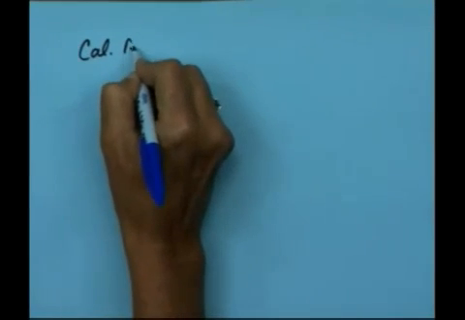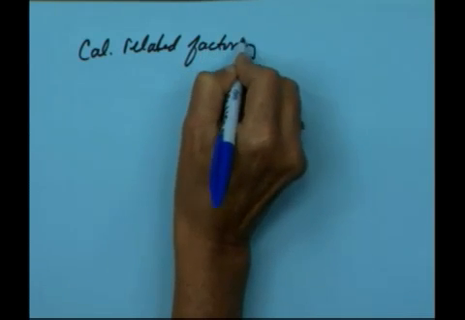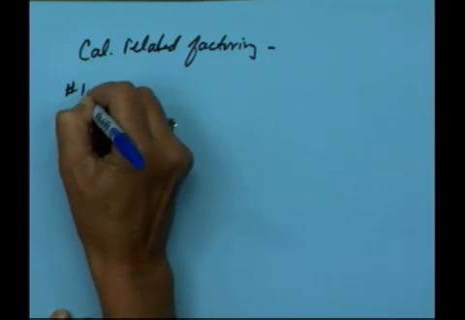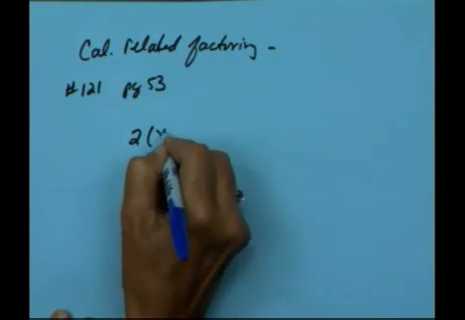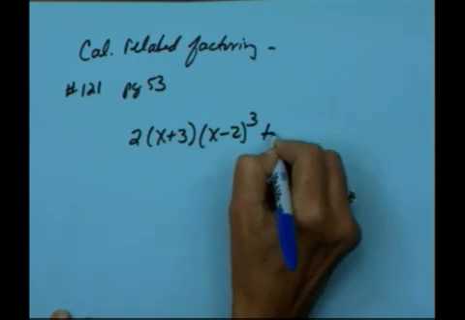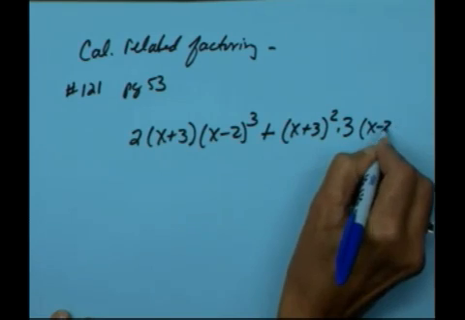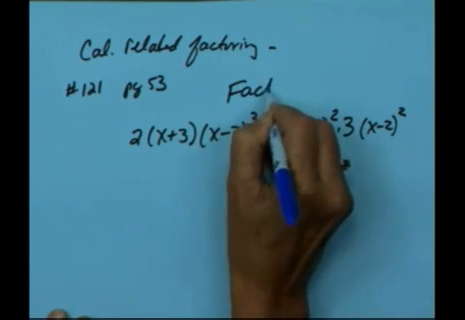All right, I'm on page 53. You know this is going to be on your test. It should be on your test and your final exam. We're going to look at number 121 on page 53. 2 times x plus 3, x minus 2 cubed, plus x plus 3 squared times 3 times x minus 2 squared. And the instructions are to factor.